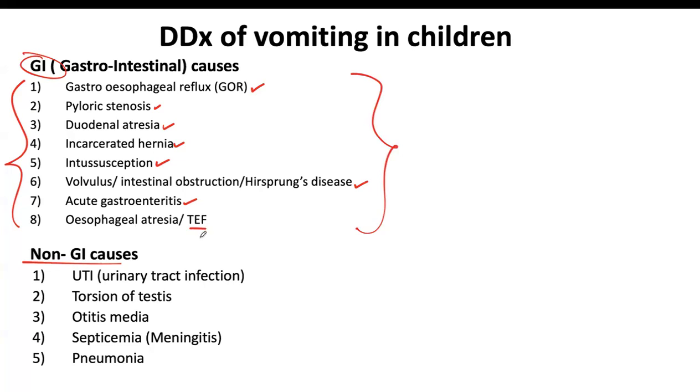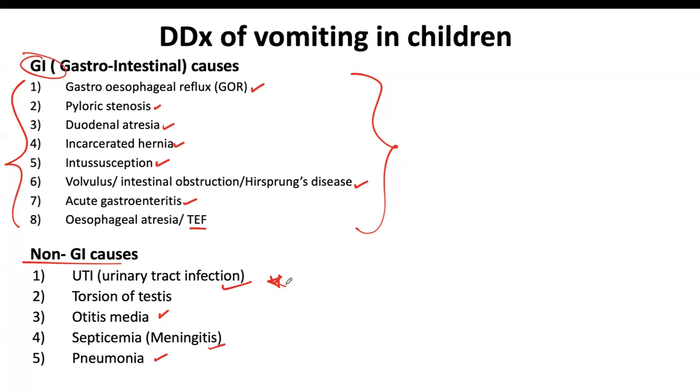Then there are non-GI causes. Children can sometimes present to you with vomiting and have an infection somewhere else in the body. Like they can have otitis media, an ear infection, and present with vomiting. They can have pneumonia, septicemia, even testicular torsion can come as vomiting in children, and most importantly, UTI. So these are the important differential diagnoses that we need to rule out in a vomiting child. Okay?